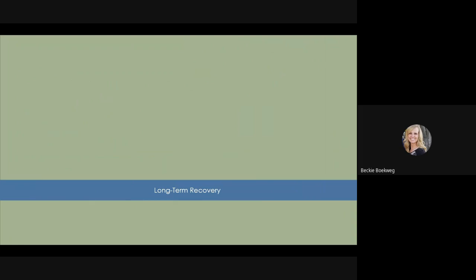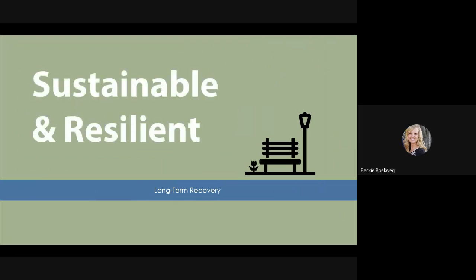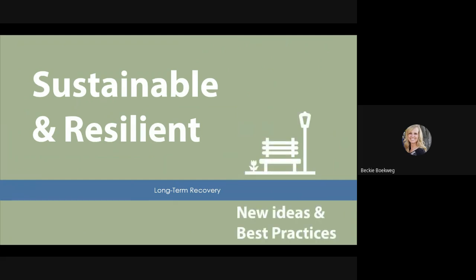Long-term recovery can last several months to years. It is important to note that this phase is driven by local government at the direction of community leadership. Long-term recovery and redevelopment must be guided with a vision of sustainability and increased community resilience to decrease the community's future vulnerability. Accordingly, this process will take years and should be ever-changing to accommodate new ideas and best practices.